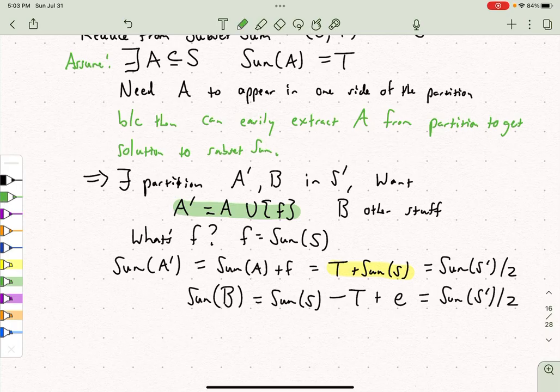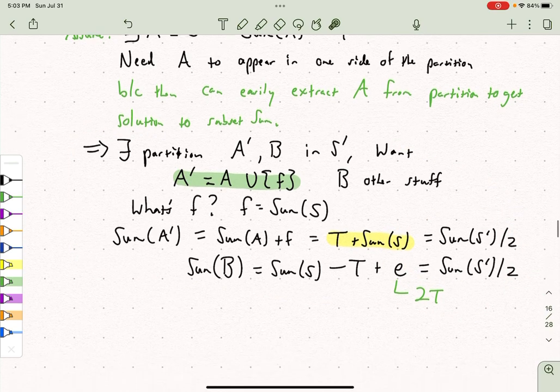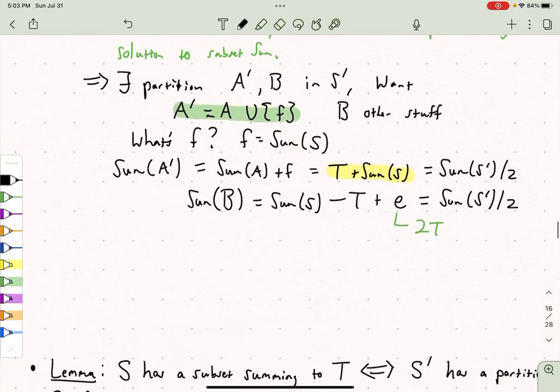So how do we do this? Well, if we want these two things to be equal, if we make this E here equal to 2T, then these two sums are equal. So we can just make E be 2T. And that's the idea of how you're going to derive this algorithm. So the reduction, the transformation we come up with, we design it so that the final proof will work out. And this will basically become the proof.